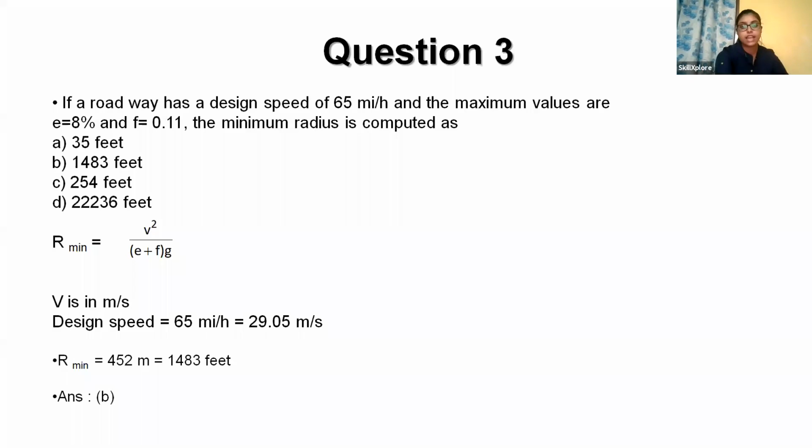65 miles per hour is equal to 29.05 meter per second. So first we have to convert to meter per second. Then compute the R minimum. While substituting this 29.05 meters per second in the formula, we will get the answer as 452 meters. But again, here the answer is given in feet. We have to again convert this into feet. That gives the answer as 1483 feet.